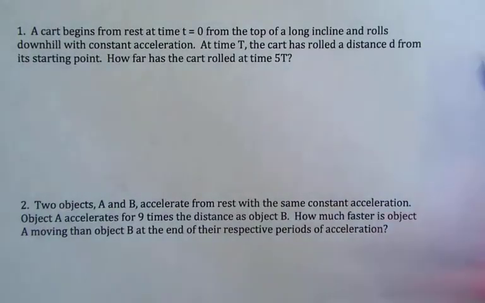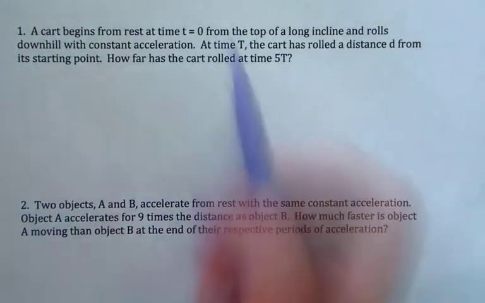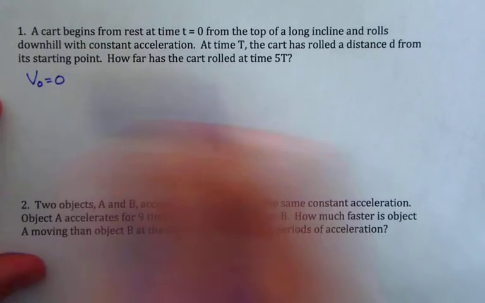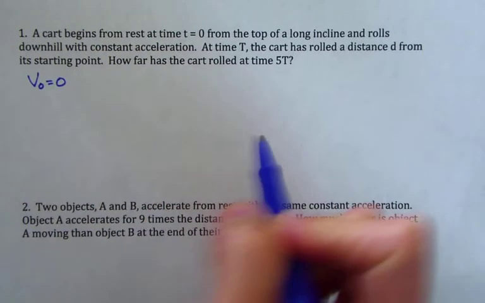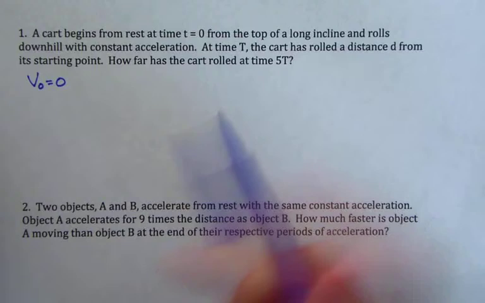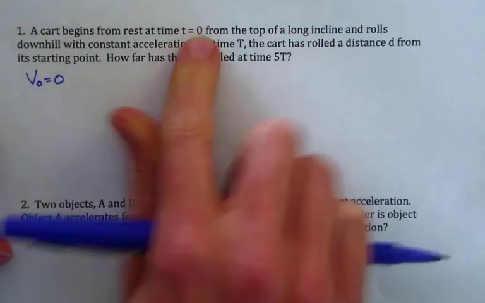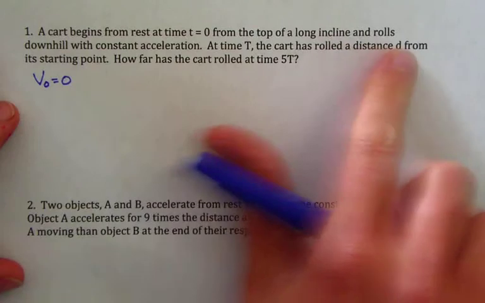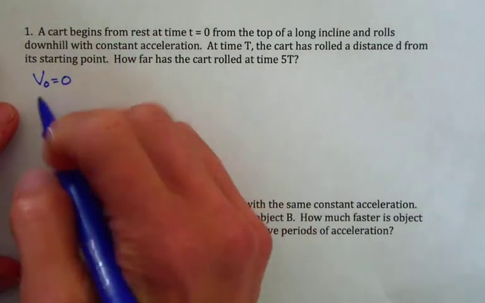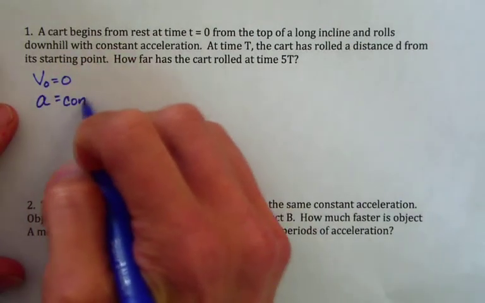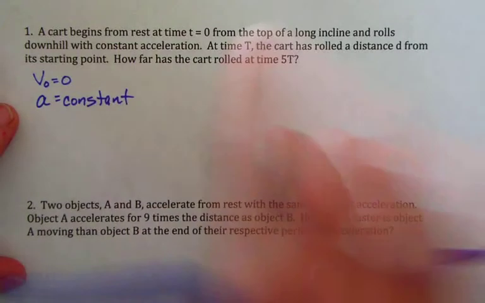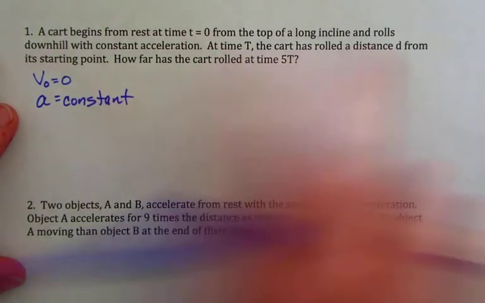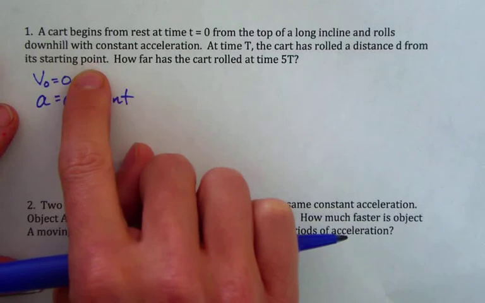For this first problem, we have a cart beginning from rest, so we know its initial velocity is 0. We don't have any units, so we'll just call it 0 for now. We know that it starts at a time of 0, and then from the top of a long incline, it rolls downhill with a constant acceleration. And then at time t, the cart has rolled a distance d from its starting point.